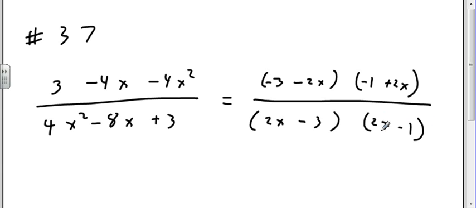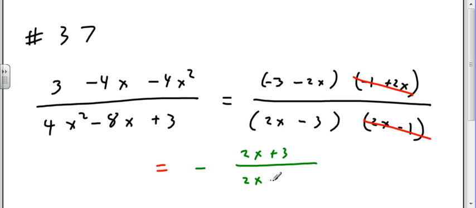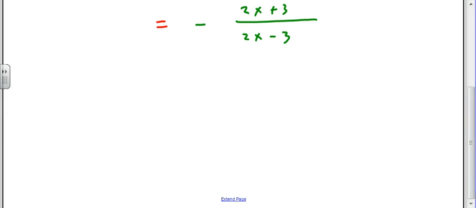We're going to recognize that this 2x minus 1 and this 2x minus 1 are the same, and we don't have to do anything with them except cross them out. All right, there we go. That's better. So now we're going to say equal to. Now we'd probably bring the minus sign out of this guy and call him minus 2x plus 3 over 2x minus 3. At which time we are done. All right. Too much talking, not enough doing.